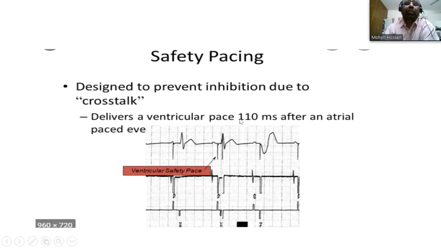It delivers a ventricular pace 100 milliseconds after an initial paced beat. You can see here the atrial pace, ventricular sense. After 110 milliseconds, there is a ventricular pacing. So this ventricular safety pacing is designed for the inhibition mainly due to crosstalk. How to prevent crosstalk? Every pacemaker has programmable safety pacing to prevent crosstalk.